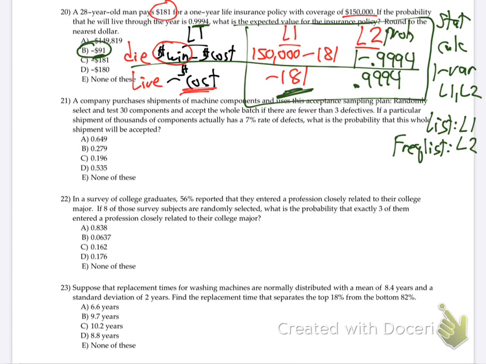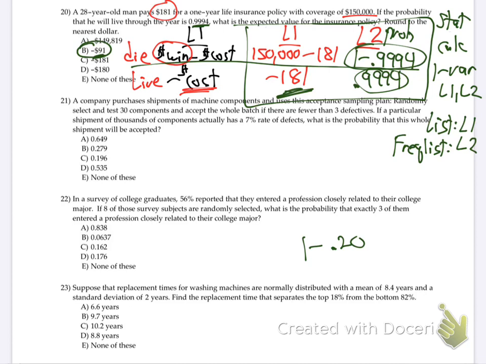Question. So if the chance of rain tomorrow is 20%, what's the chance it won't rain? 80. And how do you get that? 1 minus, huh? So if the chance of living is 0.9994, the chance of not living, dying, is 1 minus that. That makes sense?